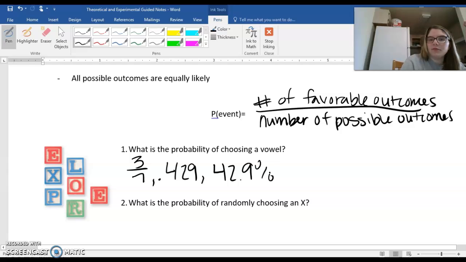Okay, the probability of randomly choosing an X. There's only one X out of 7 letters. Again, that's another really long decimal. If you round it, you'll get 0.143, which would also be 14.3%.